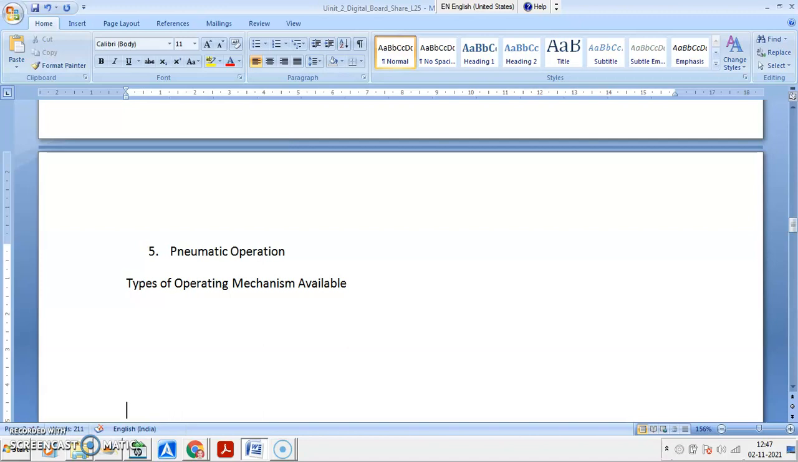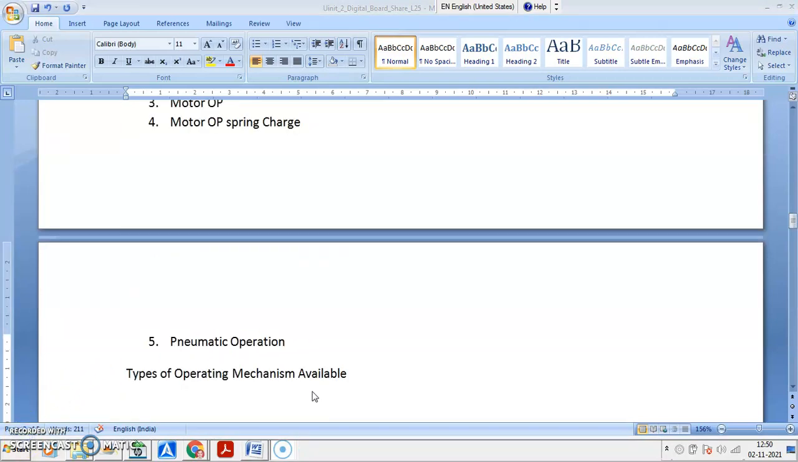Which mechanisms do we have available at present? All these types of mechanism are available as on today. What are these mechanisms expected to do?